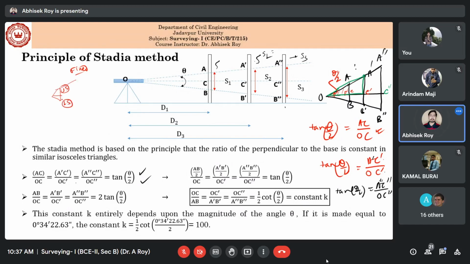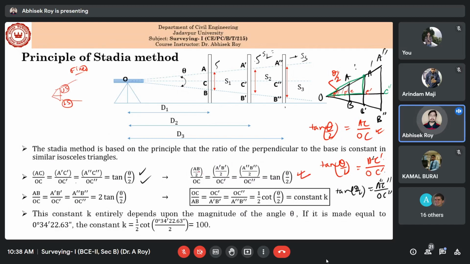So obviously your AC will be equal to CB, your A'C' will be equal to C'B', your A''C'' is equal to C''B''. So in place of AC you can write AB by 2, in place of A'C' you can write A'B' by 2, in place of A''C'' you can write A''B'' by 2. So I guess this line is also clear.